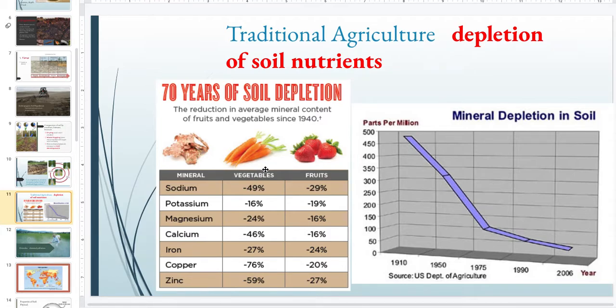Here we have a table of the approximate decrease in these minerals in fruits and vegetables since 1940. Pretty significant. And then over here we have the same sort of information but presented as a graph. You can see that rapid decline from the early 1900s until the mid-70s. This was because agriculture became more mechanized. Farmers could farm more and bigger. And then we had the Green Revolution after that, where farming could happen even more intensely.